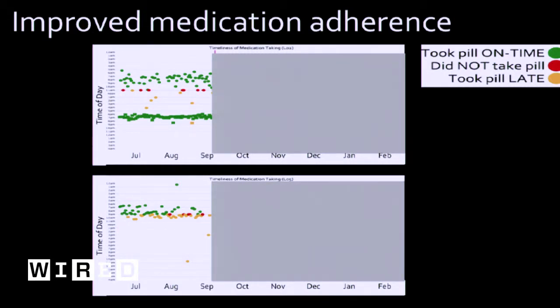So this is a really crude graph. You've got a timeline across the bottom, and these are two different subjects. The green dots mean that they took the pill on time, yellow means they took their pill late, and red means they forgot their pill. Before we introduced the display, you can see there's a fair amount of noise in terms of how successful they were at this task.